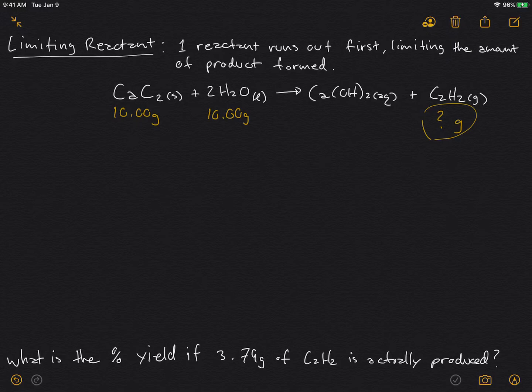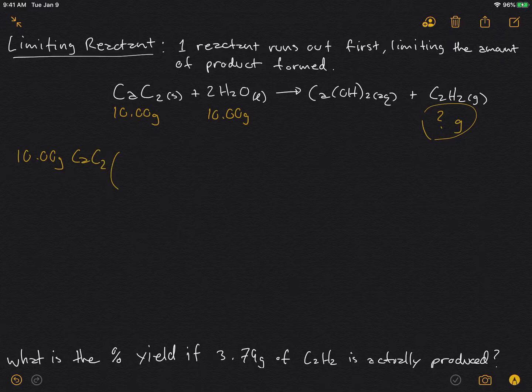So we're going to have to start using the 10 grams for each reactant and then calculate how much of the product can be formed, and then whichever one gives the smallest amount of product, that reactant is the limiting reactant, and that amount of product is the theoretical yield. So let's do the first calculation. Let's start with calcium carbide. We've got 10 grams of calcium carbide.